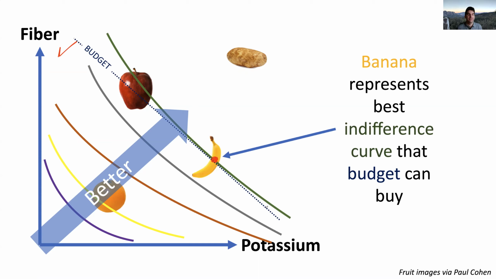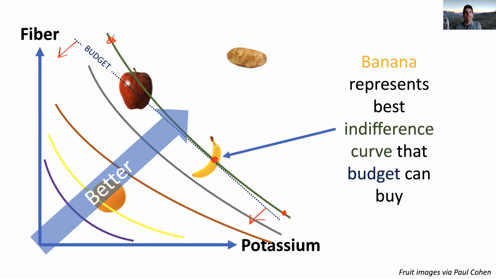Remember, your budget set is everything underneath this budget line. And there could be a bunch of other foods on the green indifference curve that you would pick equally as well as the banana if you could afford them. But the banana is the only one that you can afford. And you will choose that banana because it is the best indifference curve you can get to on your finite budget. That is how economists model consumer choice among multiple goods: you have indifference curves of options that are equally preferred, but they don't all cost the same.